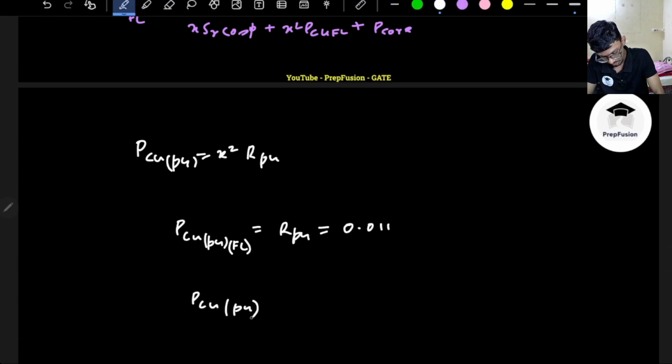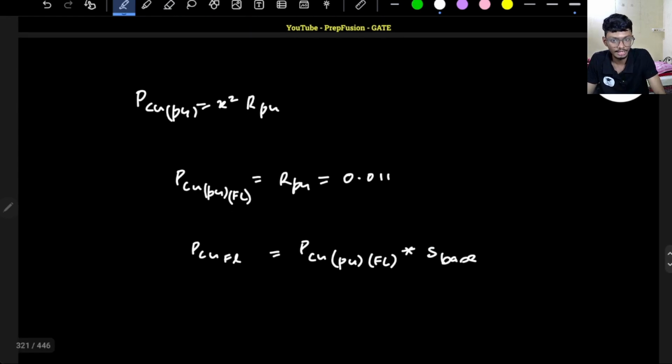Basically it will be what? It will be not per unit, sorry, P_cu full load. It will be P_cu per unit full load into the S base, right? If I multiply by the base, basically I will get the actual value.